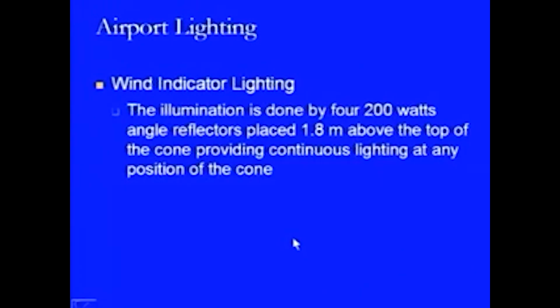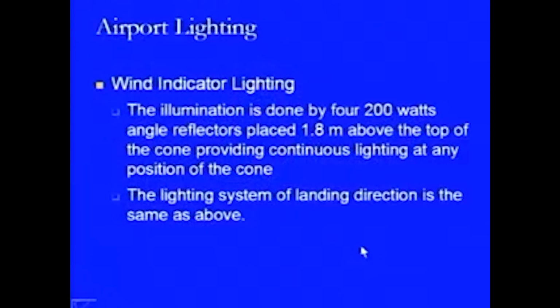Then on the airport there is another lighting system, which is the wind indicator lighting system. This is in the form of an illumination done by four 200-watt angle reflectors, placed 1.8 meter above the top of the wind indicator cone, providing continuous lighting at any position of the cone. Whatever the direction in which that cone moves because of the wind, this lighting will remain available for all those directions. The lighting system of landing direction is the same as we have discussed previously.